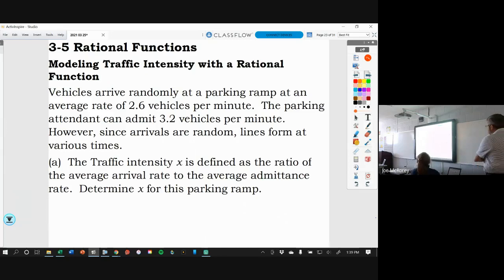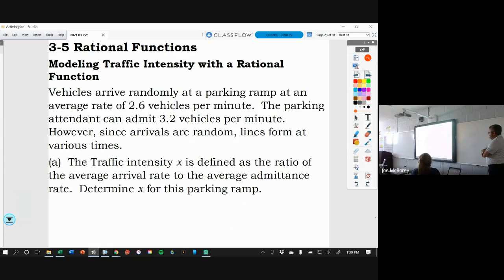How can a vehicle be 2.6? On average. Which means in some minutes, there might be no vehicles that show up. Some minutes, you might have 6 or 7 vehicles show up. On average, it is 2.6.